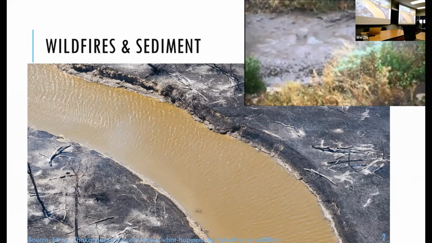One of the products of wildfires is the ash, and the ash creates a hydrophobic layer in which water can't penetrate the soil anymore. So we've got a lot of erosion happening and a lot of sediment moving into the rivers.